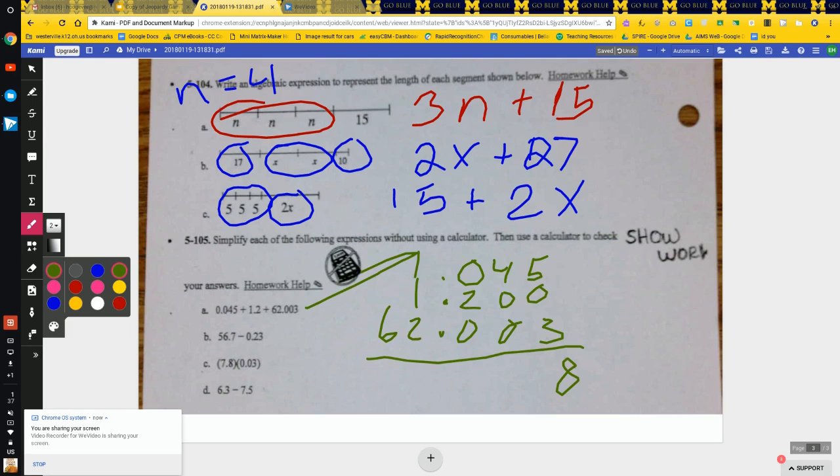5 and 3 is 8. 4 and nothing is 4. 2 and nothing is 2. 2 and 1 is 3. So you should have 63.248 for letter A.